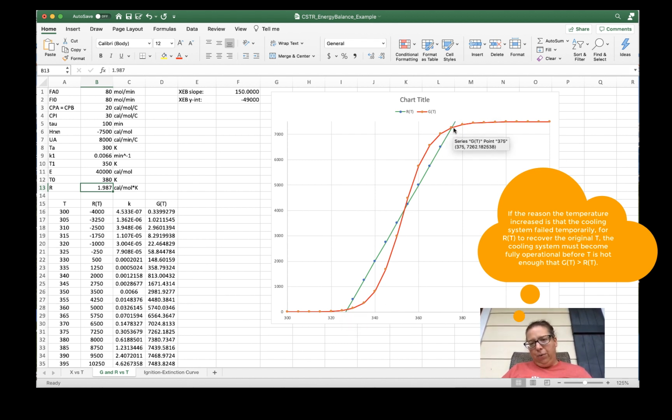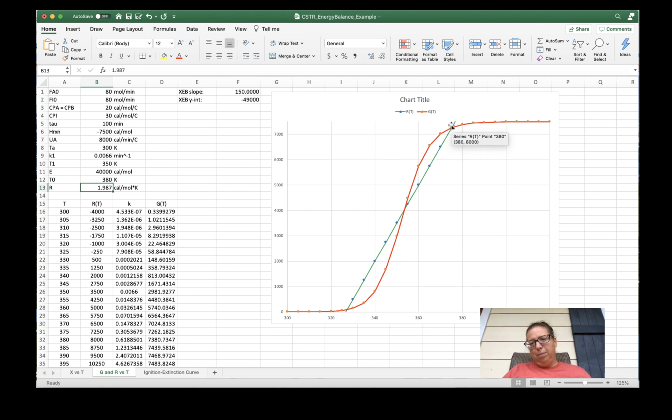Similarly, if we were operating at this point here, and something happened to cause the reactor temperature to increase, at that point, you can't see it because the axis is cut off here, but the R of T line is still greater than the G of T line. Hence the cooling system is going to kick in, and it's going to cause the temperature to decrease back to its original value.